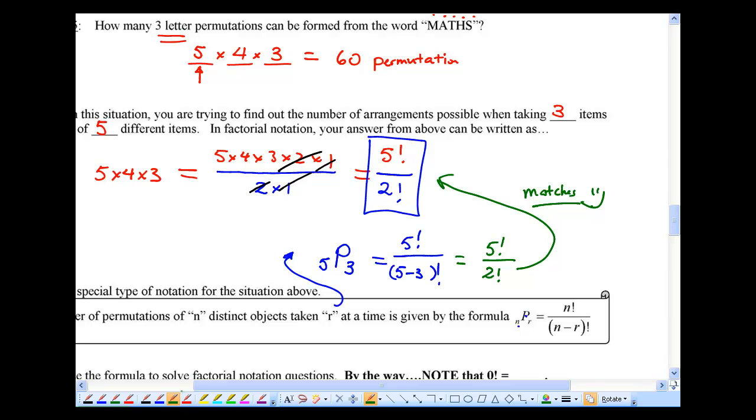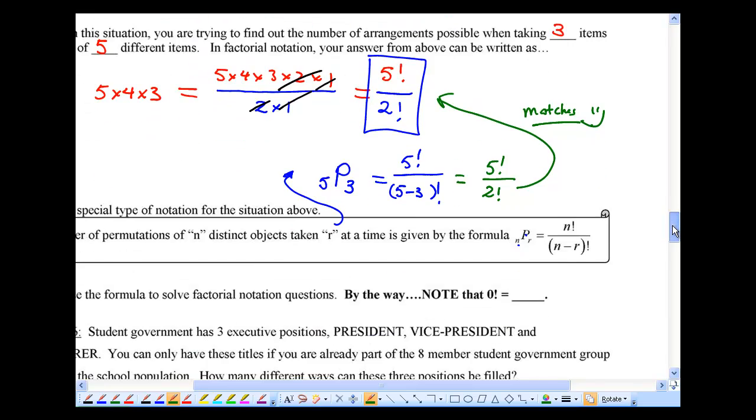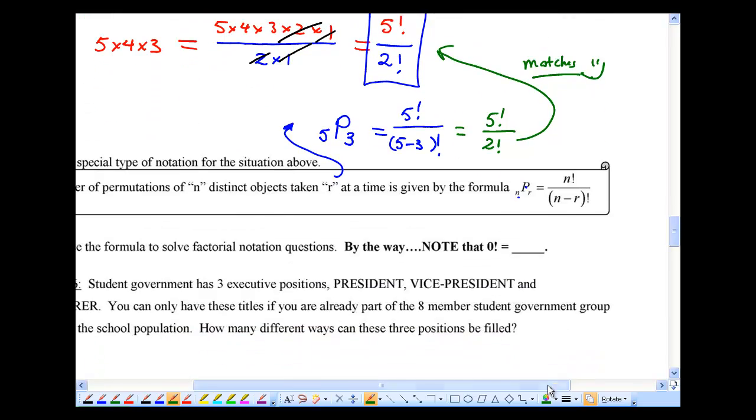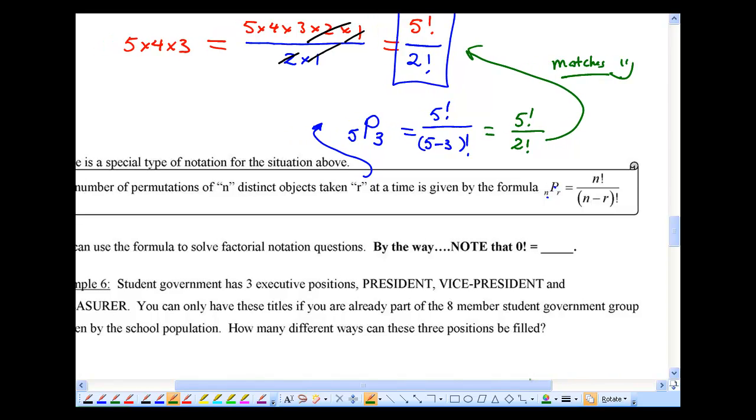Okay? It says we can always use the formula to solve factorial notation questions, and I want you to just make a quick note. If you ever run into this idea of 0 factorial, the answer is actually not 0, but it's defined as 1. Okay, so all the other factorials make sense, right? Because you're multiplying them all the way to 1, but 0 doesn't. So by definition, by convention, 0 factorial is equal to 1.